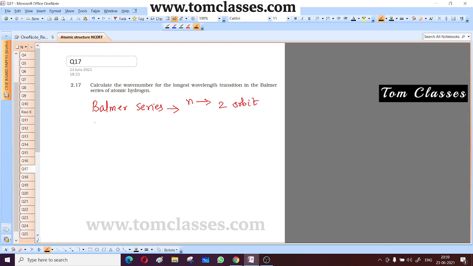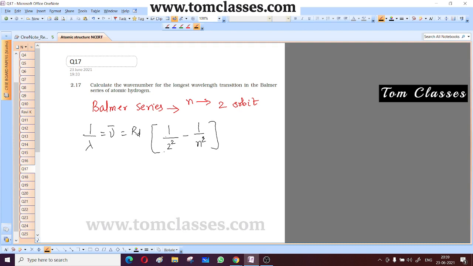So he's asking about the wave number, so I can use 1 by lambda. That is the wave number, which is nothing but Rydberg constant multiplied with 1 by 2 square minus 1 upon n square. I don't know about the second value.